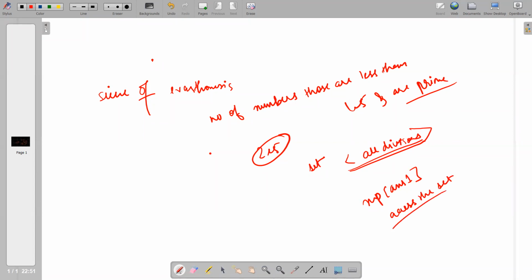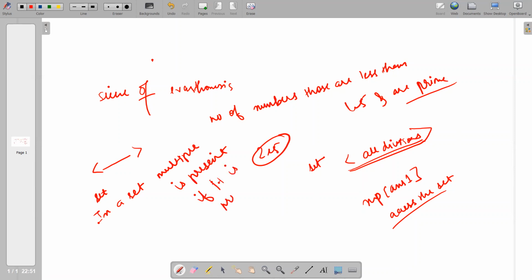Then what I did was, in a set, I was finding everything, like for each integer, I was finding exactly if the multiple is present or not. If it is present, then delete it and move to next.